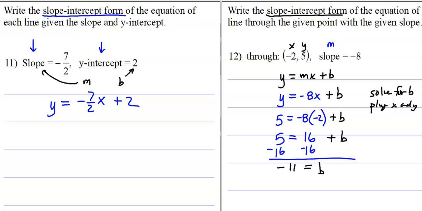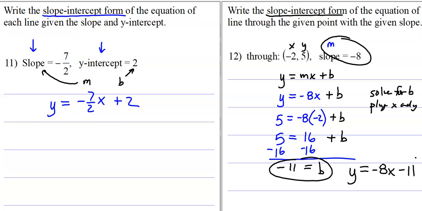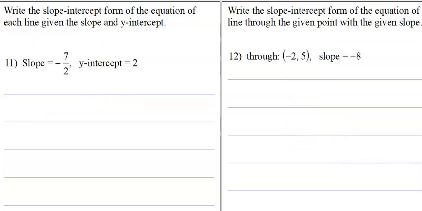So I now have all the ingredients I need. I know the slope. I know the b. So let's just finish it off. Y equals mx. And there's my b. Final answer, negative 8x minus 11. Boom.